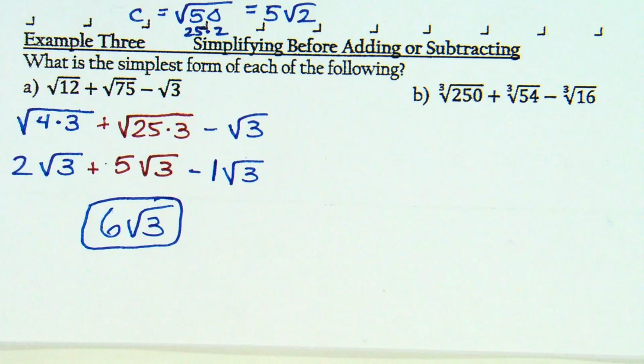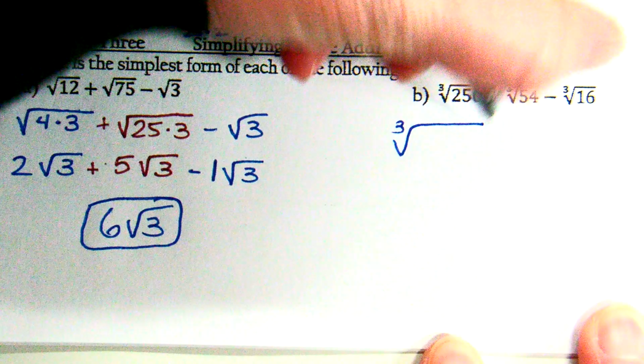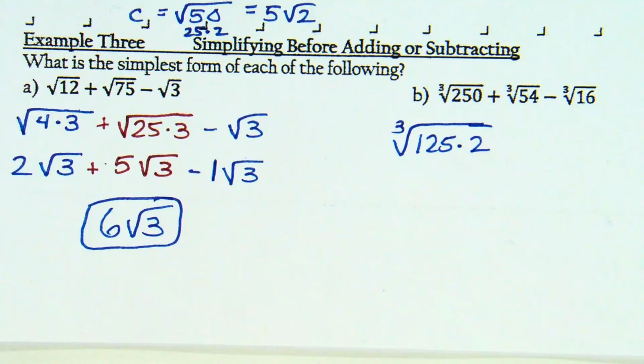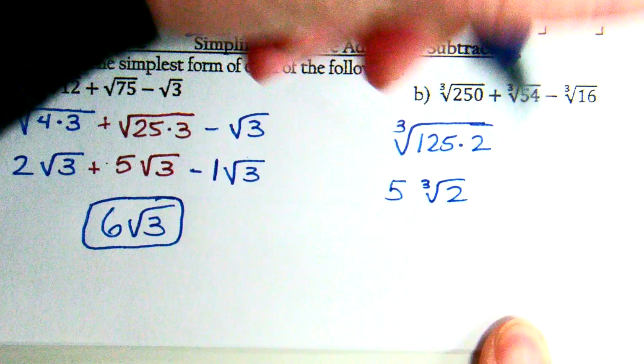Cube root of 250. Is it a perfect cube? No. So if we start checking, does 250 divide by 216? No. Does 250 divide by 125? Yes. Okay, so cube root of 250 is 125, and it's times 2. What is the cube root of 125? 5. And then the cube root of 2 stays 2.